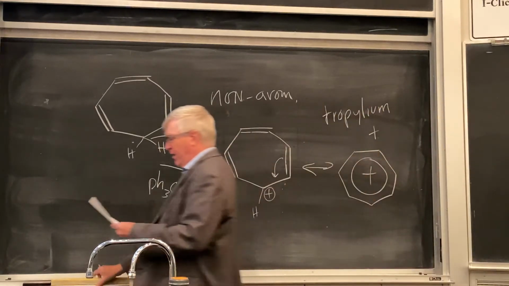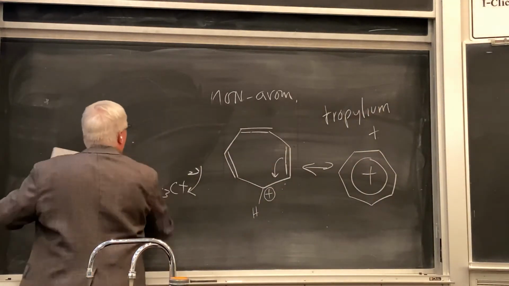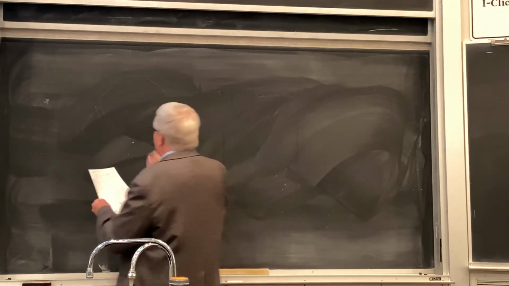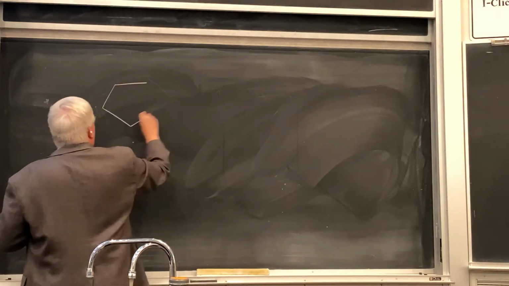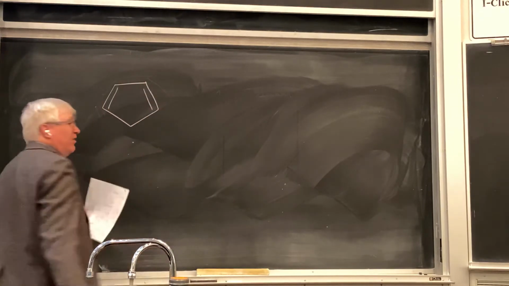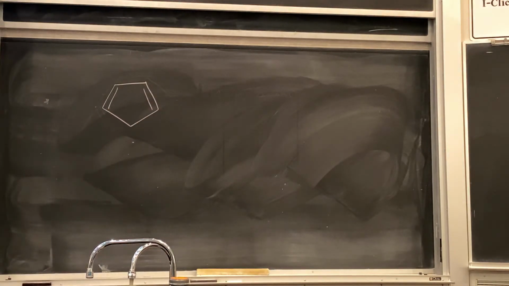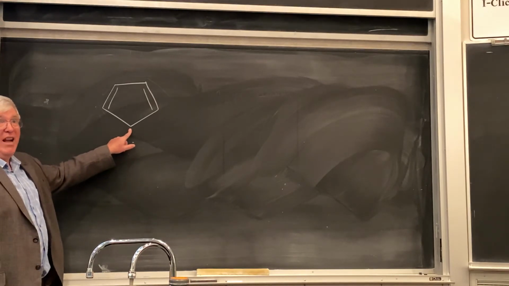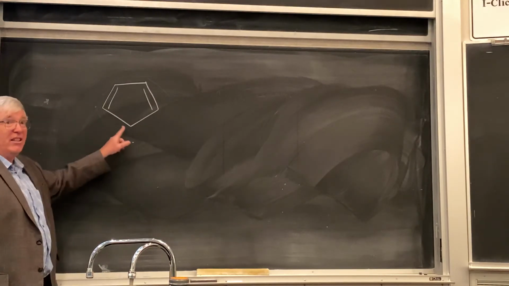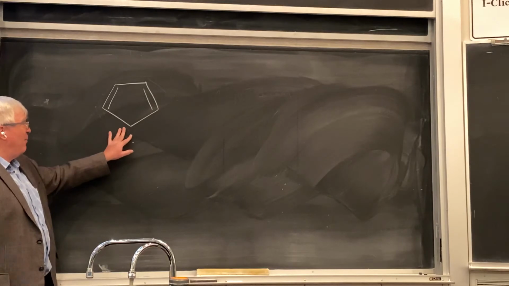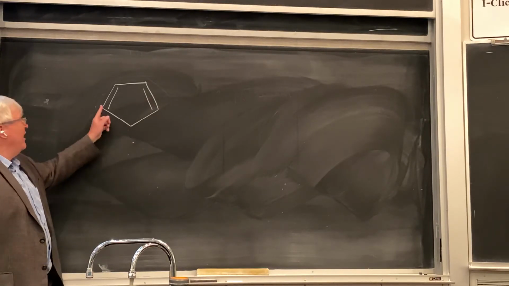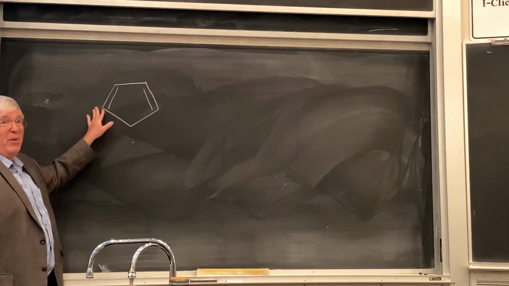Let's look at another one here. How about a 5-membered ring? How about cyclopentadiene? Is that aromatic? No, we have the intervening methylene, sp3 hybridized. Remember, it's got to be cyclic continuous sp2 hybridization. So this one we would call what? Non-aromatic. And indeed, proton NMR, these are in the 5 range.